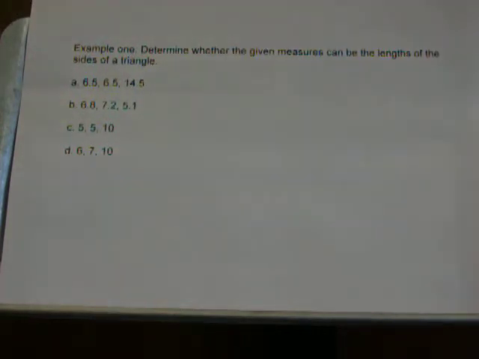So part A, you've got 6.5, 6.5, and 14.5. So what you would do is say, alright, if I had 6.5 and 6.5, those two sides, their sum has to be greater than 14.5. I know 6.5 and 6.5 is 13, so this first one's a no.